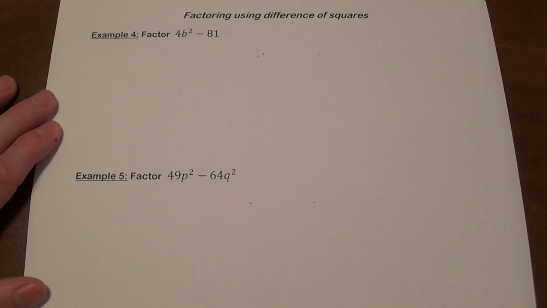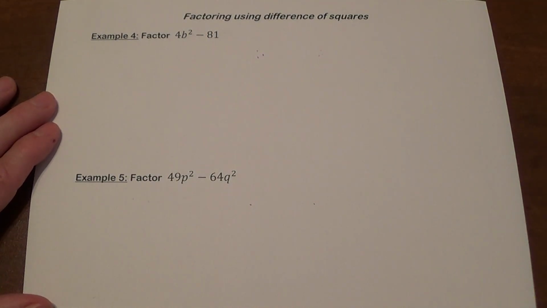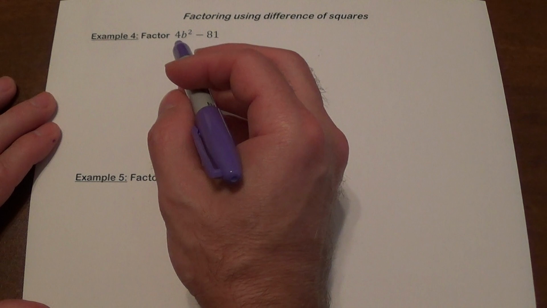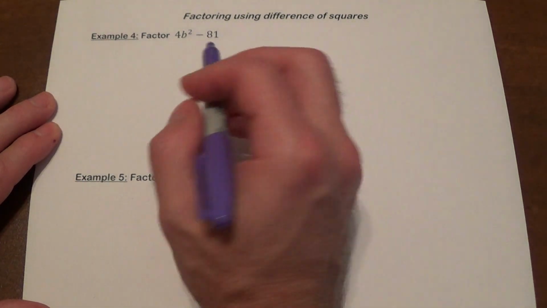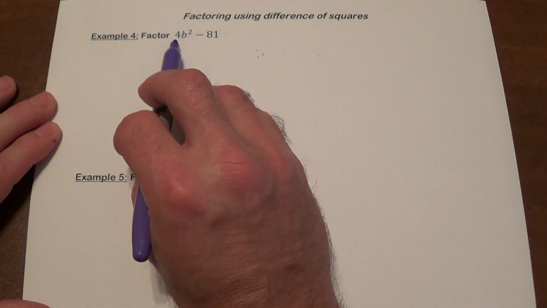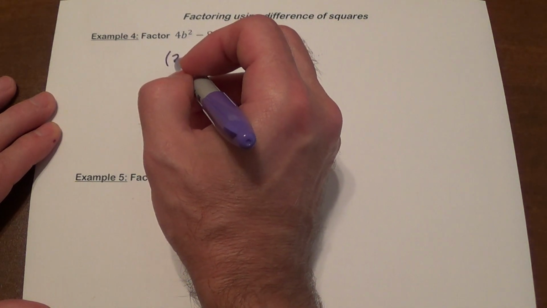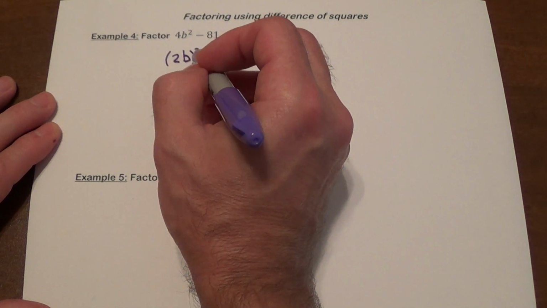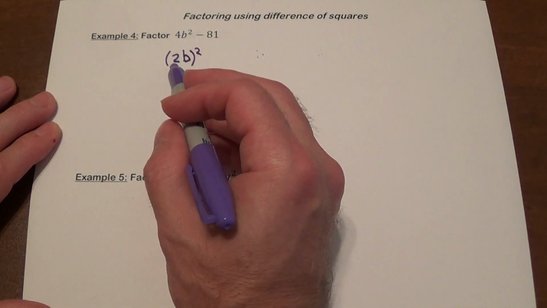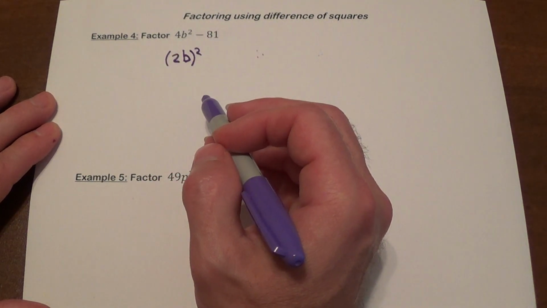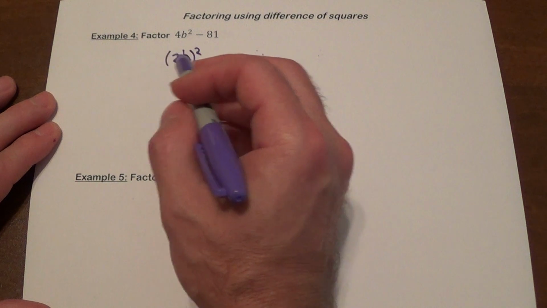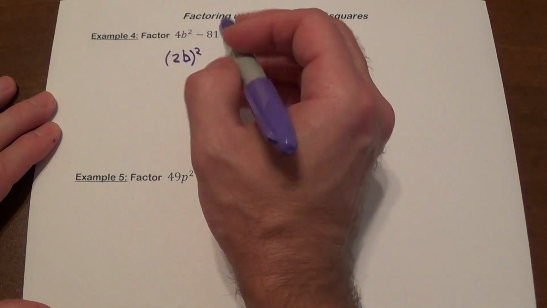Right. Now we're getting into something where you need to be a little careful. So 4b squared minus 81. Well, obviously we have b squared. What about the 4? Well, the only way to handle this correctly is if you write it as 2b quantity squared, which is actually 4b squared. But you need to have a single quantity that is squared here, not like that.